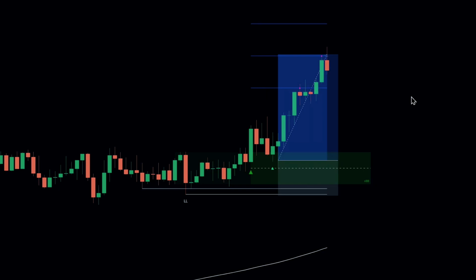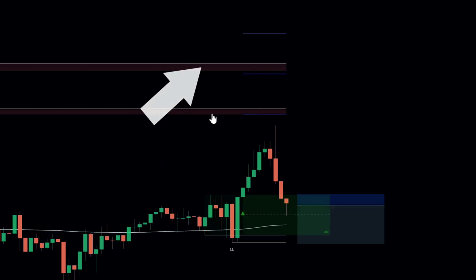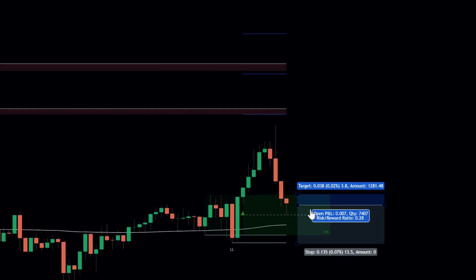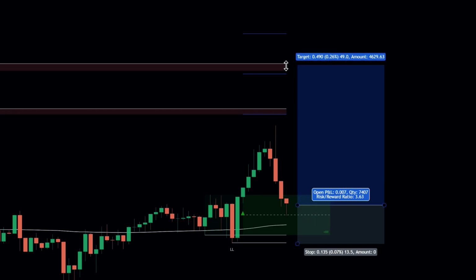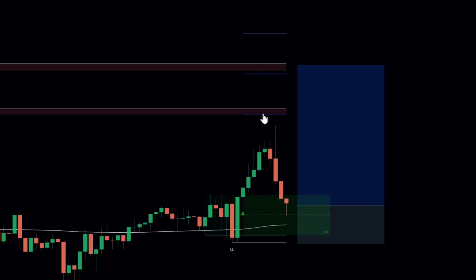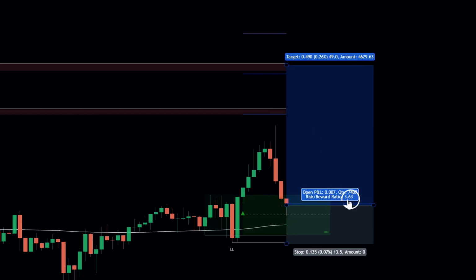Now, your take profit placement is totally up to you. There's no one-size-fits-all rule. You can even use these red levels, or let's say premium PD arrays, as targets. For example, in this trade, instead of using the standard TP levels, we could set take profit at the upper red level. That would have increased our risk-reward ratio to 1 to 3.6.